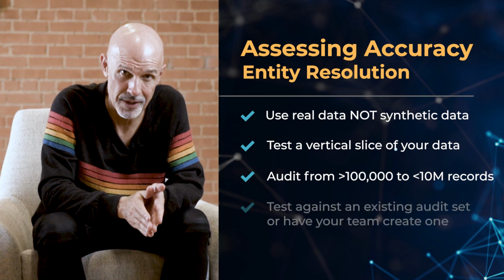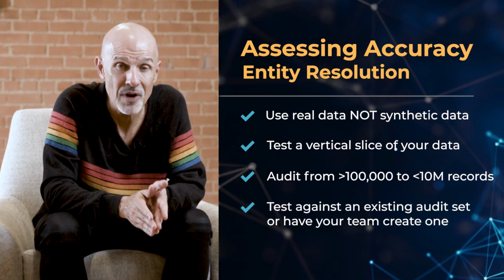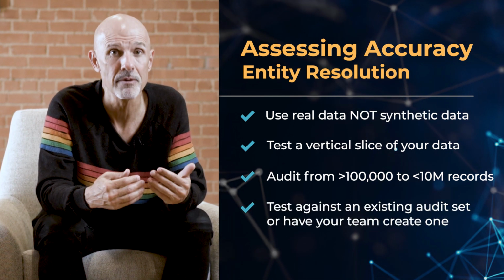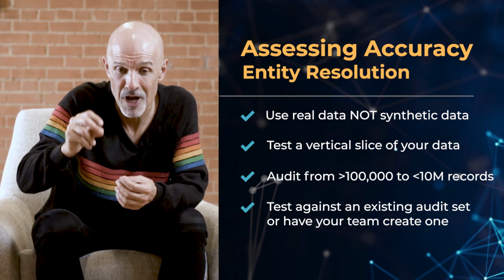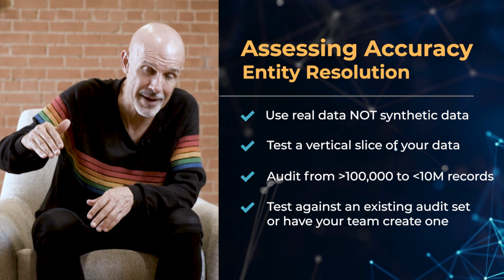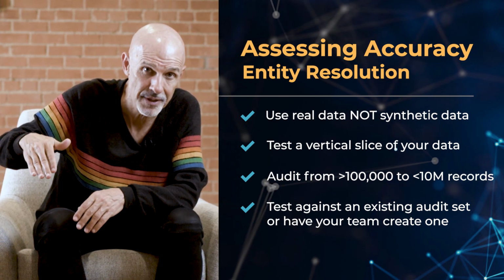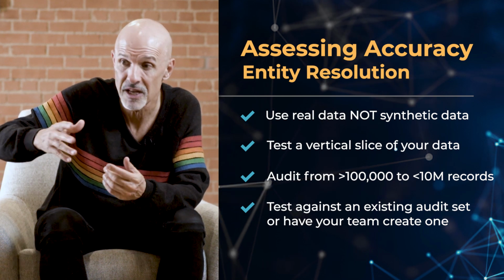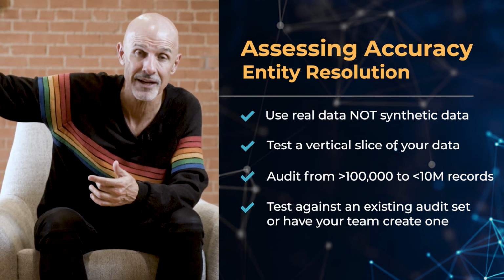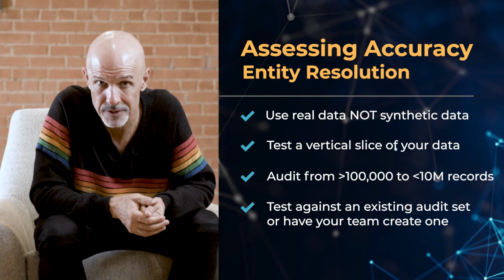You may already have an audit set where you already know the answers. And if you don't have an audit set, you're going to want to have human beings actually look at results and decide what are matches, what are possible matches, and what are just relationships. And that becomes your audit set. That's what you're going to test against. You'll test Senzing against that. You'll test your own homegrown methods against that, or other entity resolution products.